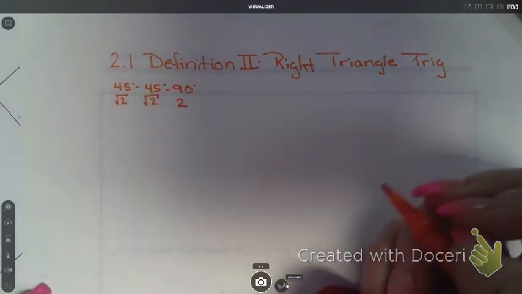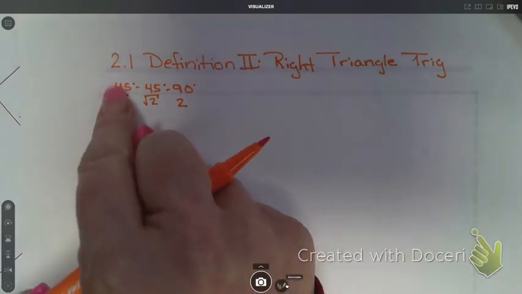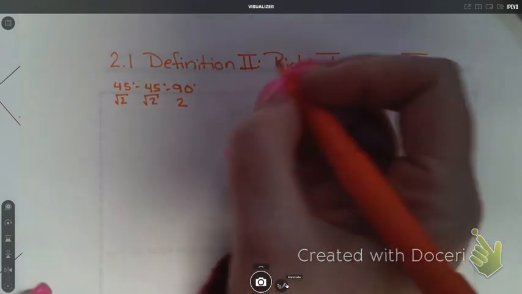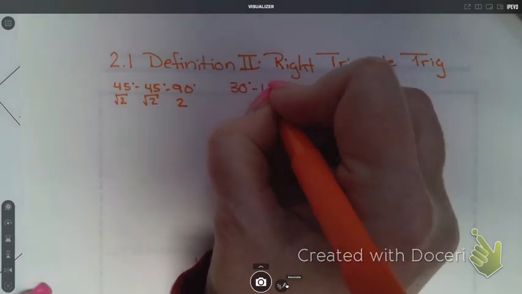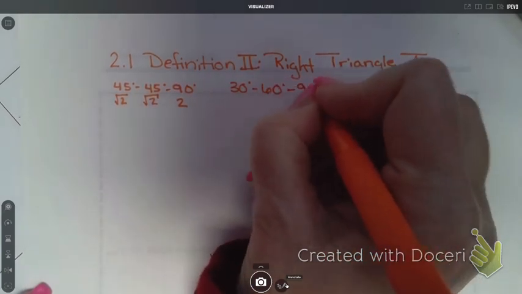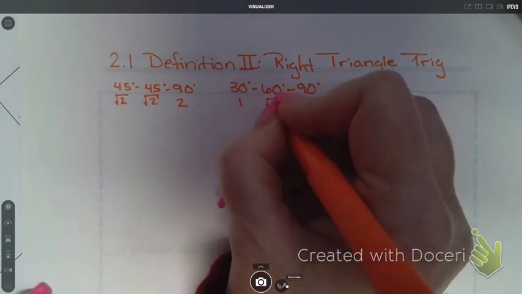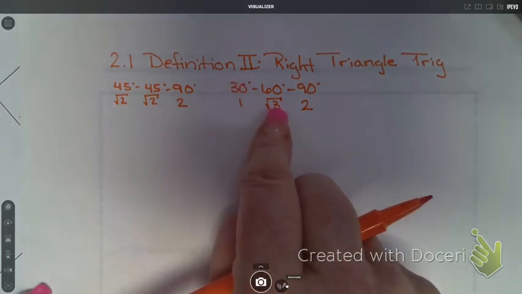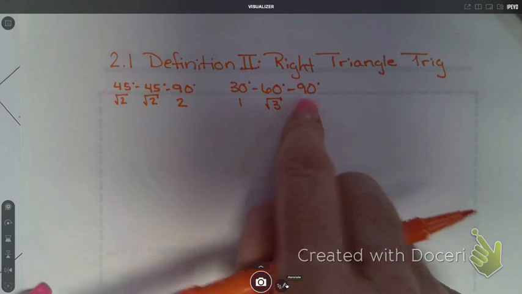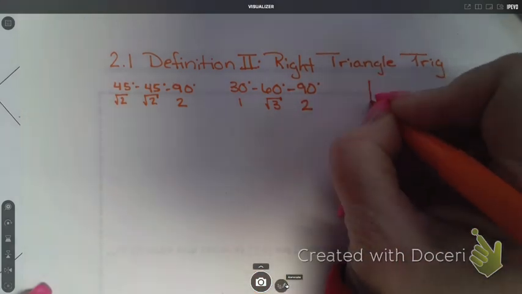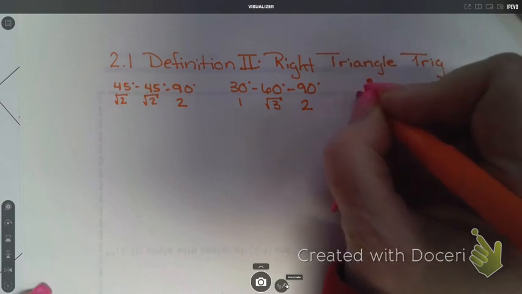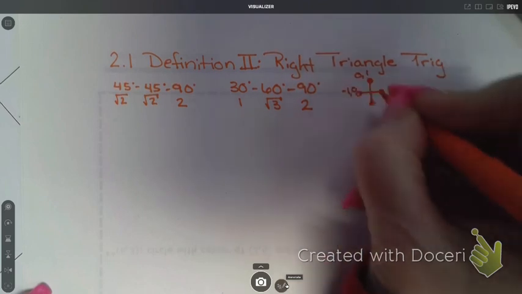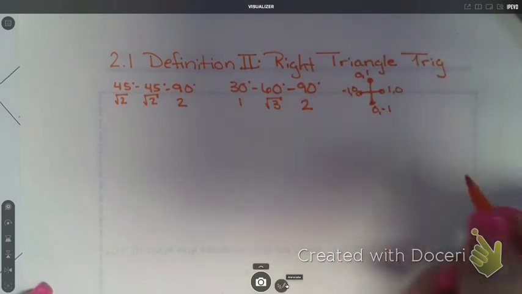Can I see the whole triangle here? Yes, because this is opposite and this is adjacent and this is always the hypotenuse. And so 30, 60, 90 is 1, square root of 3, and 2. So opposite of 30 is 1, but adjacent is square root of 3, because 90 is always the hypotenuse. And then you just make a little table and put 1, 0, 0, 1, negative 1, 0, and 0, negative 1. So with those, you can do everything you need.